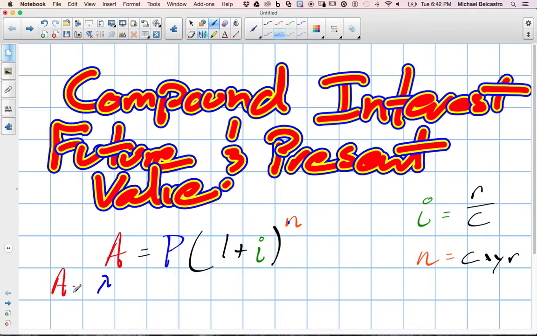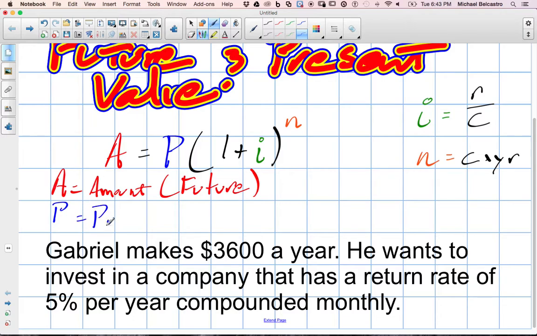A is usually called the amount. But it's also the future amount, and that's what's important to remember. We're talking about some amount in the future after you've earned the interest. P, they will usually call principal. I think it's PAL or PLE. I can't remember which one. PAL, good. Okay, principal. And you can think of it as the present amount of money that you have.